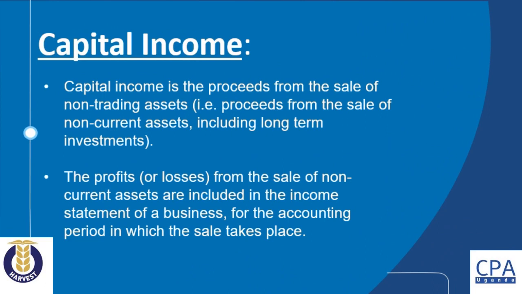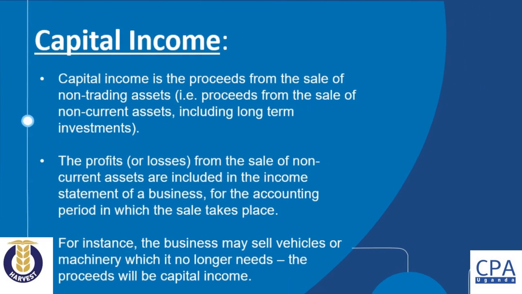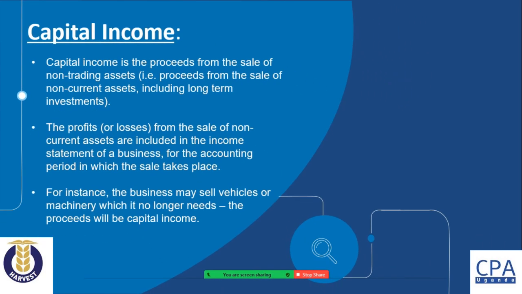When you see your organization disposing of an item of non-current assets, International Accounting Standard 16 requires you to compute profit or loss on the disposal. We shall be doing that. The business may sell vehicles or machinery which it no longer needs. The proceeds will be capital income. That's the point of emphasis.